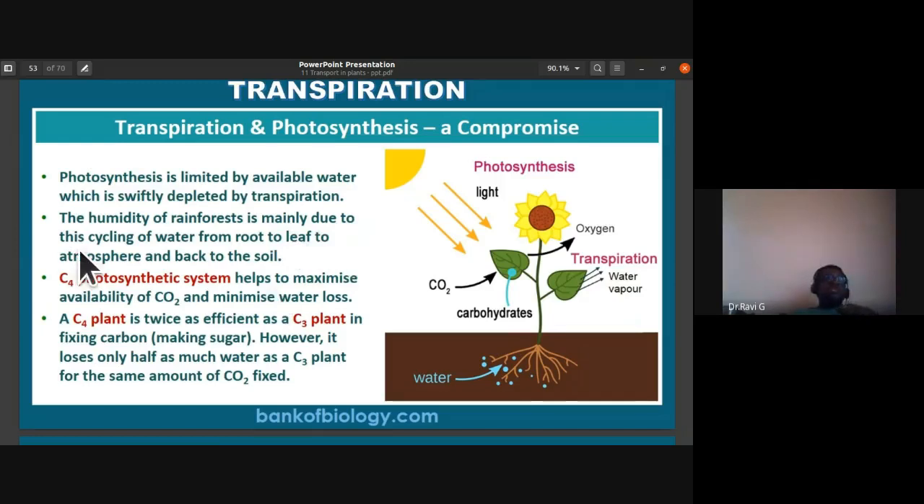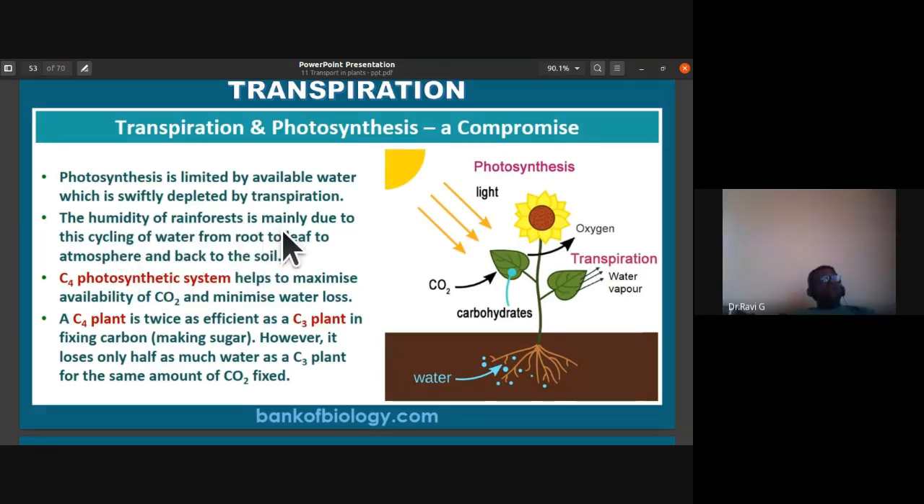It is mainly due to the cycling of water from root to leaf, from leaf to atmosphere, and back to the soil when it precipitates. So this is how the cycling of water takes place. And one of the reasons for the cycling of water is also transpiration.